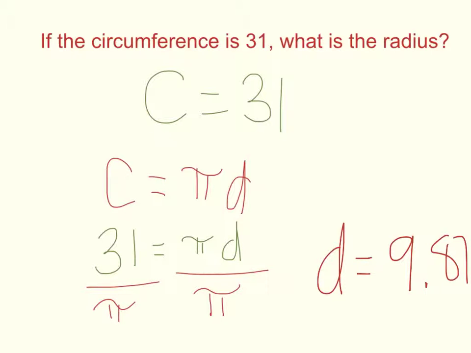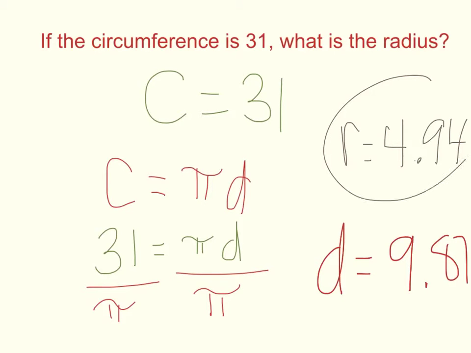To find the radius, we just divide by 2, and we find that the radius equals 4.94. And that's the answer.